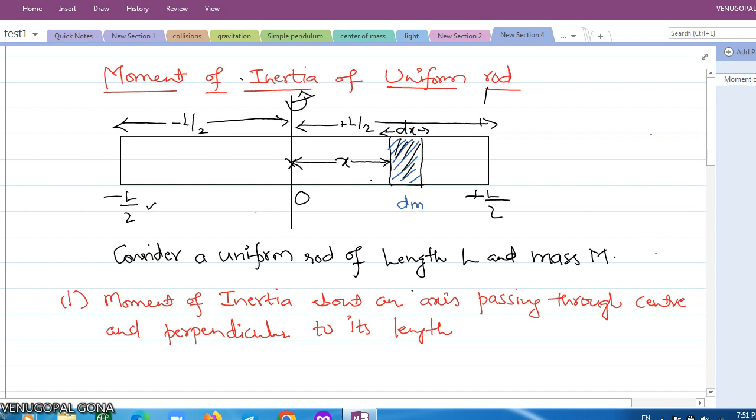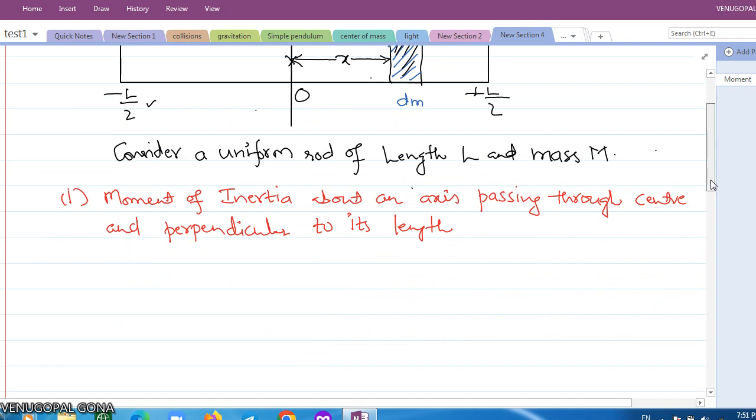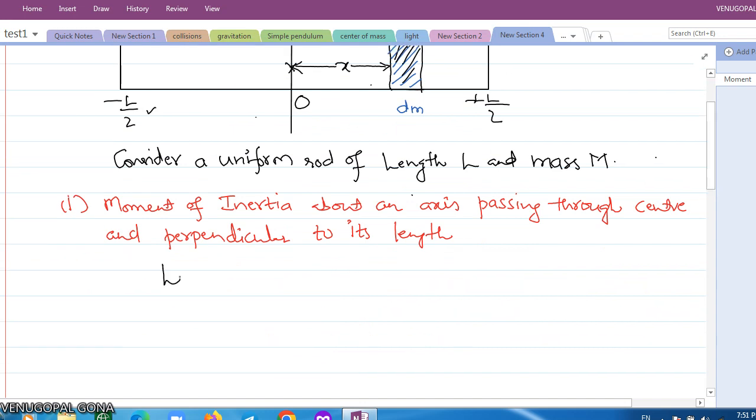Okay. First of all, we will define the linear density here. So what does linear density mean? Mass per unit length is called linear density. So I am defining that: lambda equal to mass by length, so its value, lambda equal to M by L here.